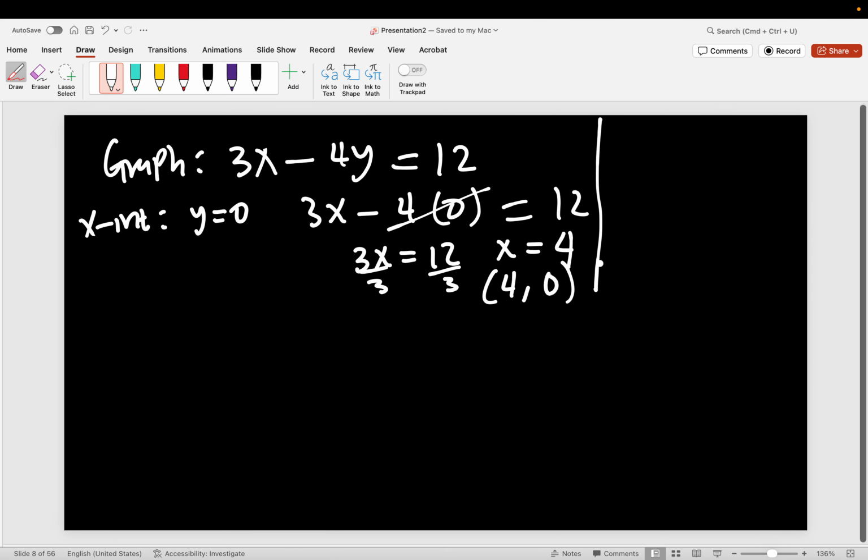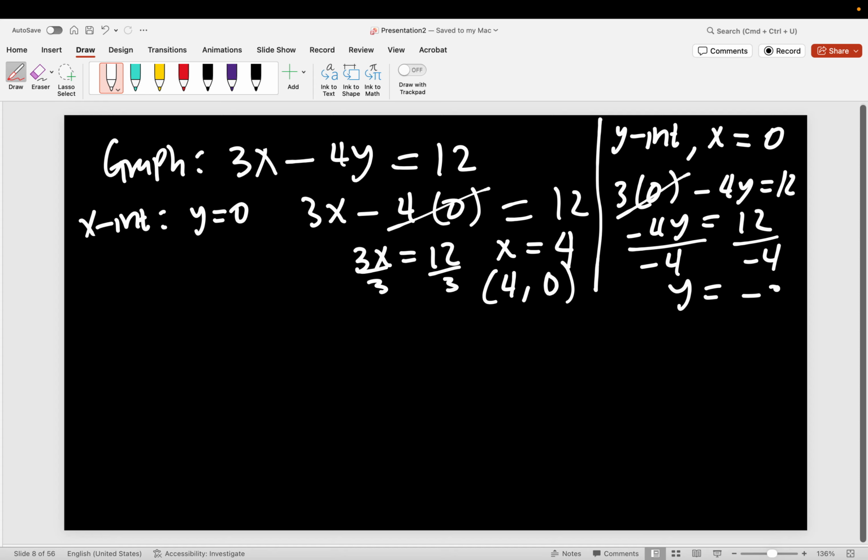If we do the y-intercept, we know that at the y-intercept, x is equal to 0. So I'm not going to write x because I know that x is now 0. So it's negative 4y equals 12. And then I'm going to divide both sides by negative 4. So my y is negative 3. And if I put this in an ordered pair, it's going to be x and then y.